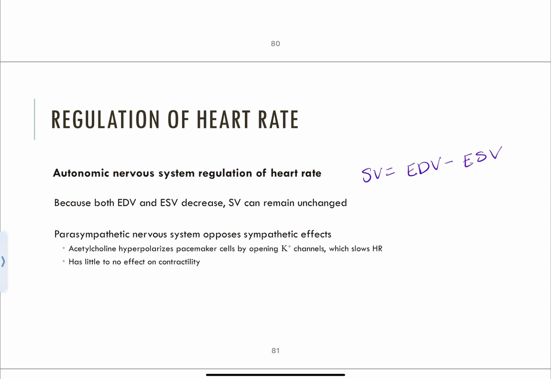If we're talking about the parasympathetic nervous system, that's our rest and digest division. That's going to oppose the sympathetic effects that we just talked about. That's going to be the role of acetylcholine.